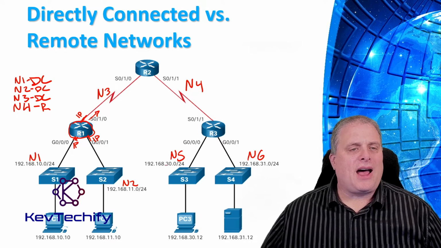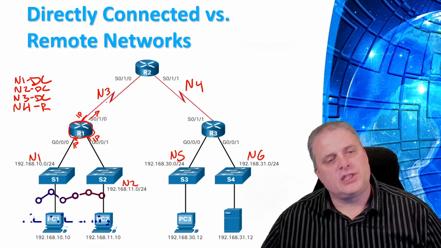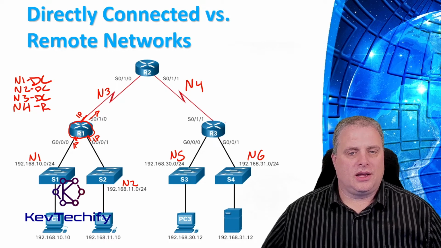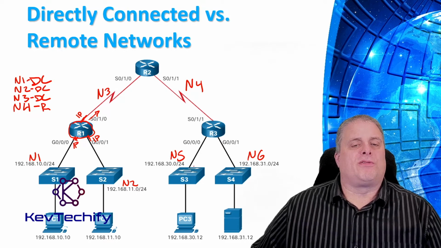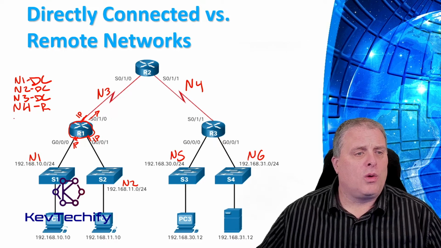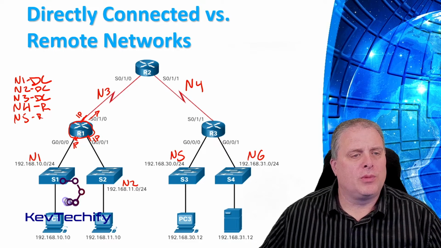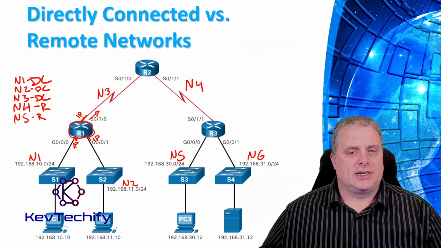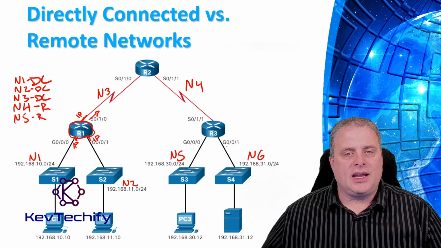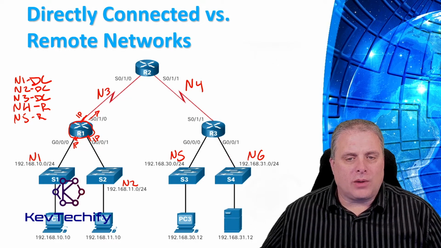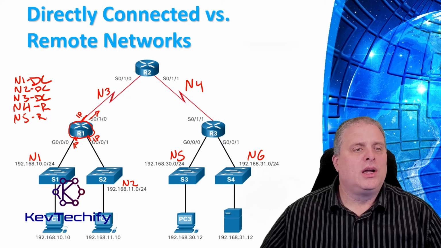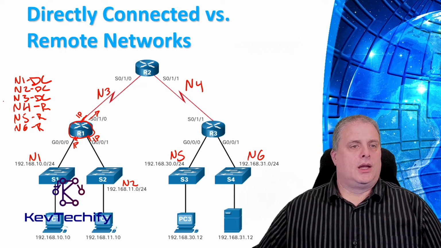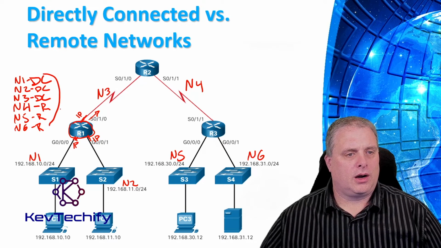R1 knows how to get to network 5. Network 5, you go in this direction once again. You go out serial 0/1/0 towards R2, and it will get you closer to network 5. And so for R1, network 5 is a remote network. And network 6 is, once again, not directly connected. There isn't a wire that runs from network 6 directly into R1. So network 6 is a remote network. That would be for R1 here.